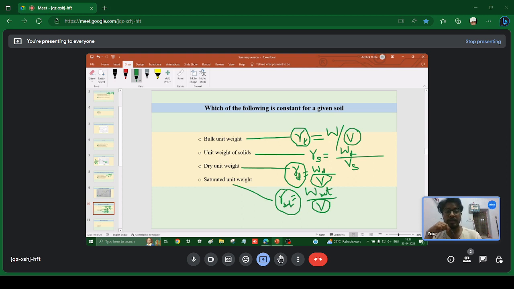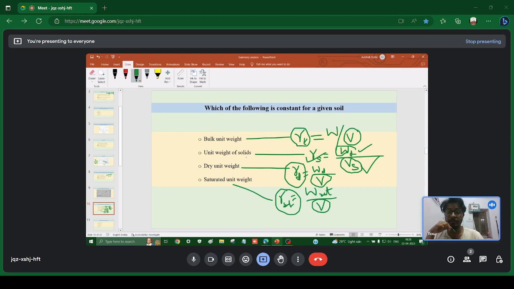So what is constant? Obviously, the volume of soil solids will be constant, because when you are considering a given mass of soil, there will be a fixed number of soil solids, and a fixed number of soil solids will have a fixed constant volume. Since this is constant, and a fixed number of solids will also have a fixed mass, this is also constant. Hence, gamma s will also be constant, and hence unit weight of soil solids is one property which is constant for a given soil, gamma s.